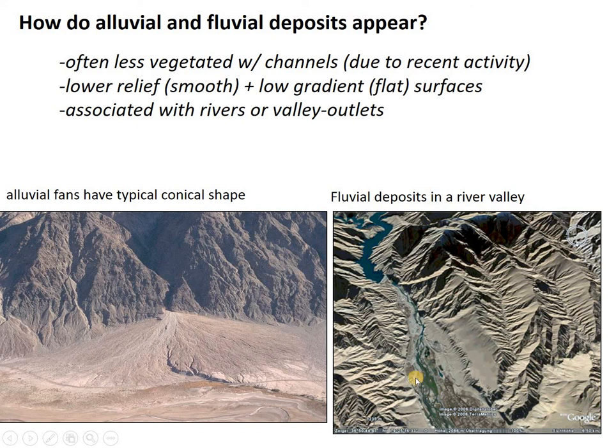So how do we spot these things from above? Of course, river valleys and fans are often less vegetated. They're often channelized. Of course, river valleys themselves are often flat and relatively low relief as well, whereas alluvial fans often have a conical shape. And of course, river valleys have a river running down the middle of them.